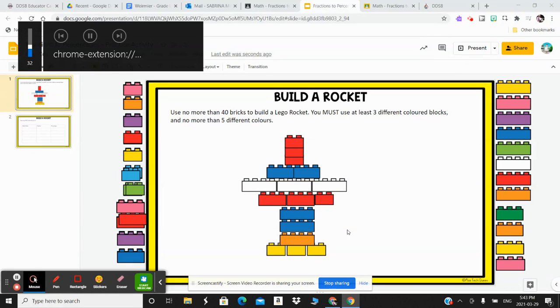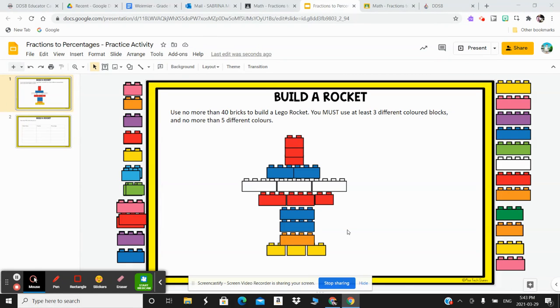Okay, so for this assignment, you're going to be making a Lego rocket and you're using no more than 40 bricks total. Okay, so no more than 40. You have to use at least three different colors and no more than five different colors.